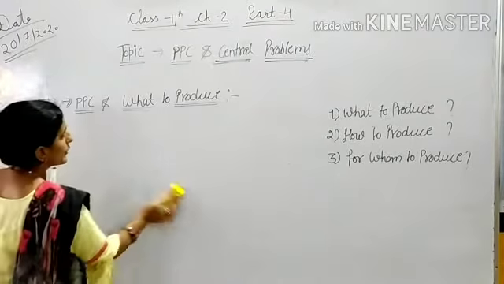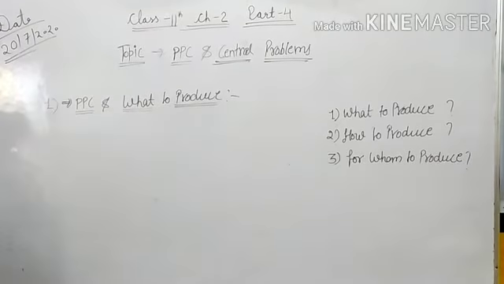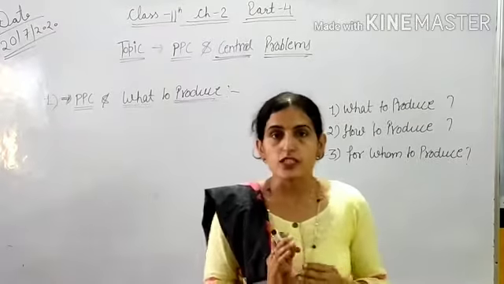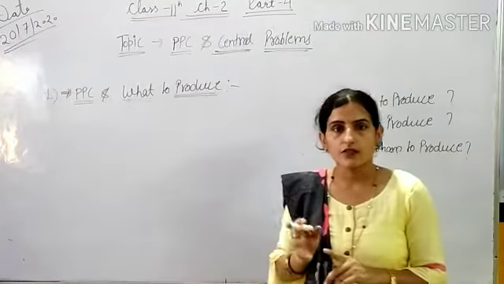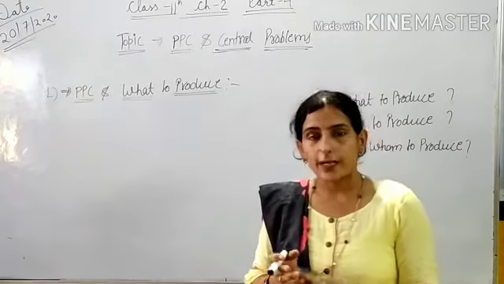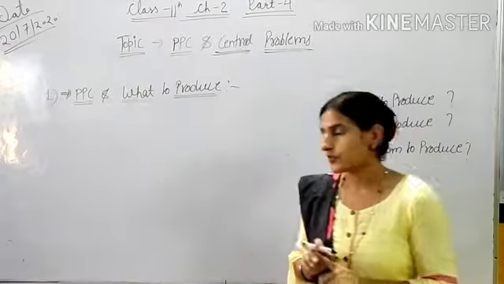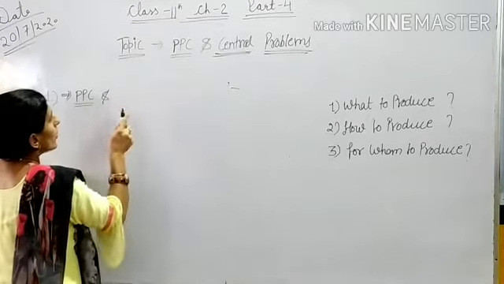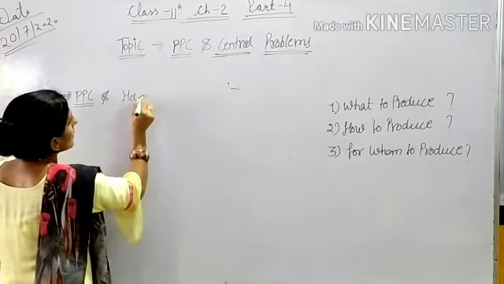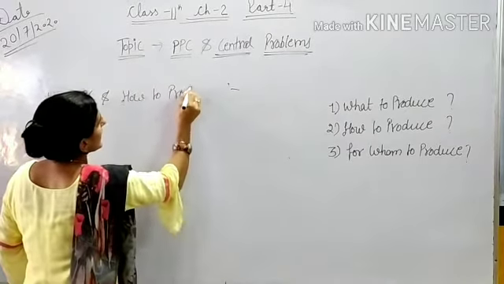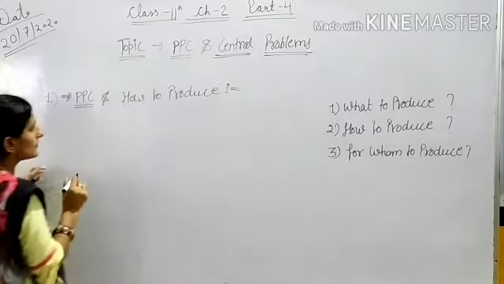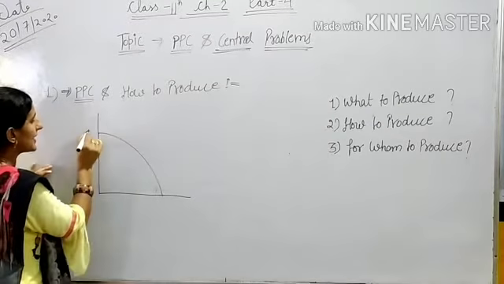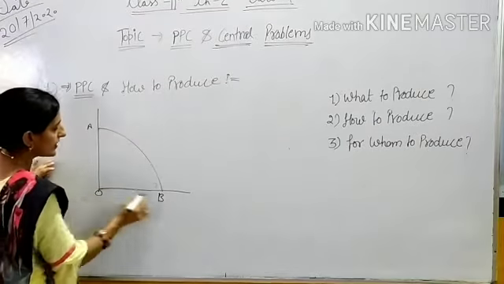How to produce means what we have studied, that what technologies should be used in the production. There are two technologies, which are labor intensive technique and capital intensive technique. Okay. So PPC and how to produce. How to produce means what techniques are to be used. We have two techniques, labor intensive technique and capital intensive technique. Here AB is our PPC. Okay.